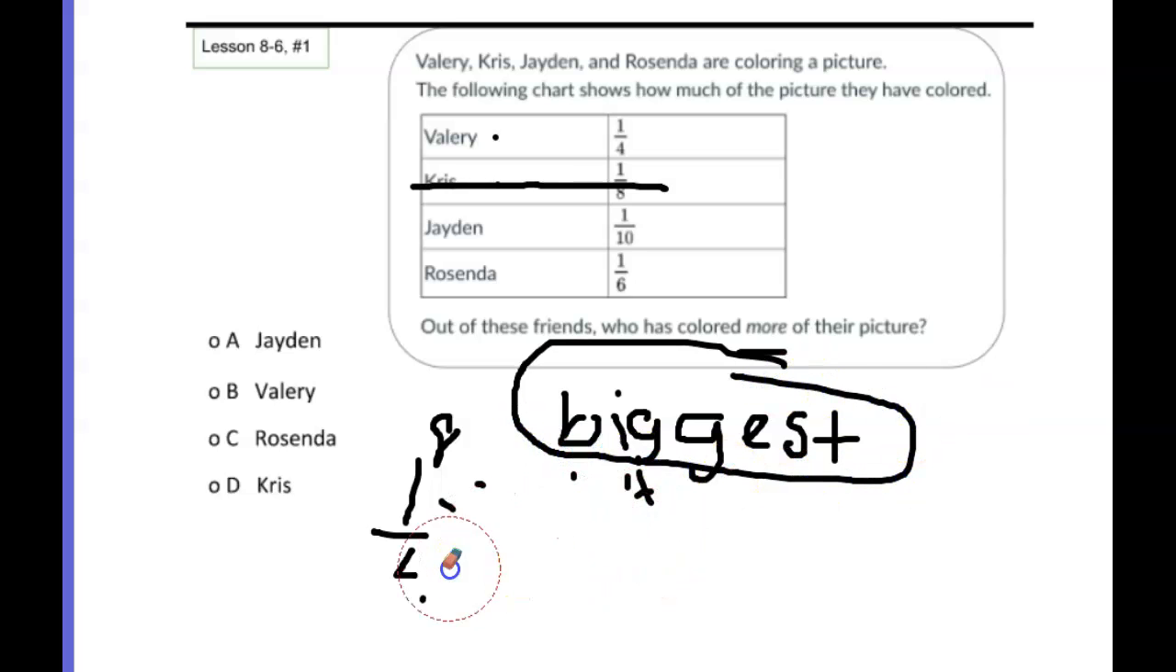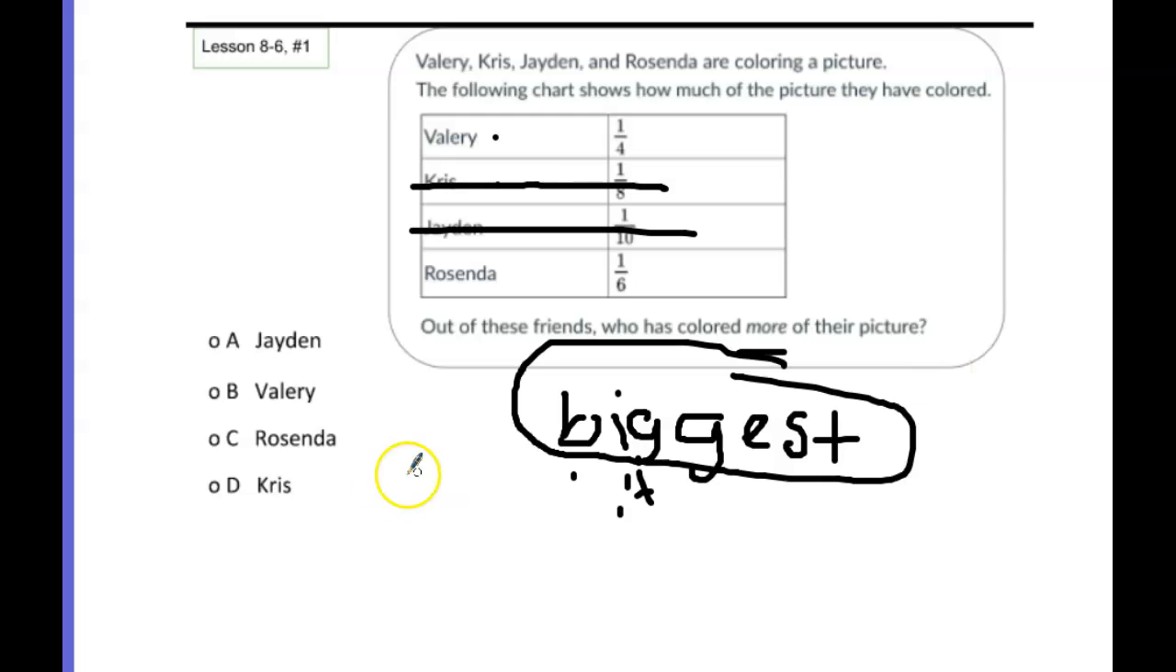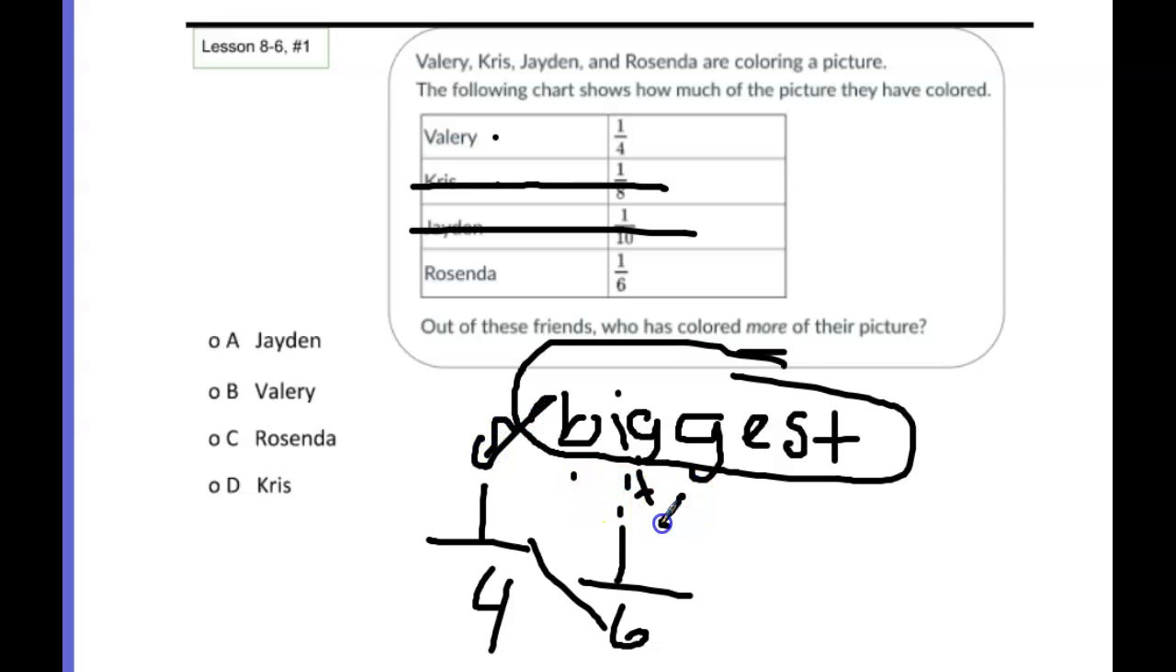All right, so then we're going to do 1/4 Valerie against Jaden. So 1/4 and 1/10. So I know 10 times 1 is 10. 4 times 1 is 4. Which one's bigger? Good, 1/4. So that means I have to cross out 1/10. So now I have 1/4 against 1/6. The most is the biggest. So 1/4, 1/6. 6 times 1 is 6. 4 times 1 is 4. Which one's bigger? Good, 1/4 is bigger. So I know that Valerie is my answer because she has the most.